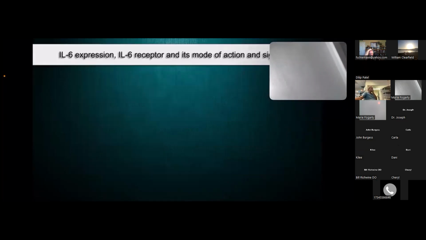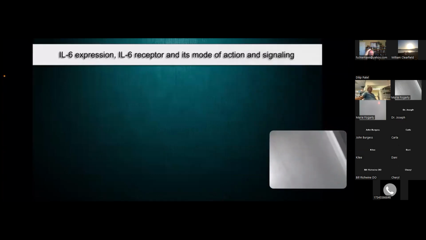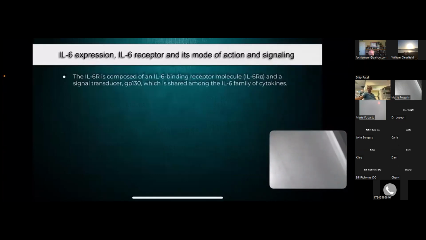Interleukin-6 expression, interleukin-6 receptor, and its mode of signaling. The interleukin-6 receptor is composed of an interleukin-6 binding receptor molecule, interleukin-6 receptor alpha.